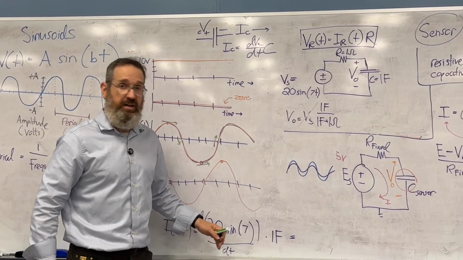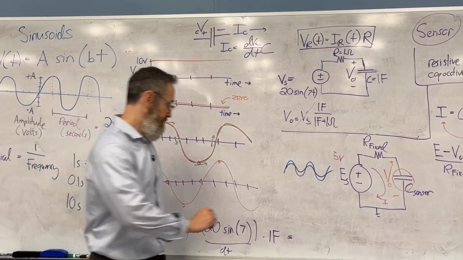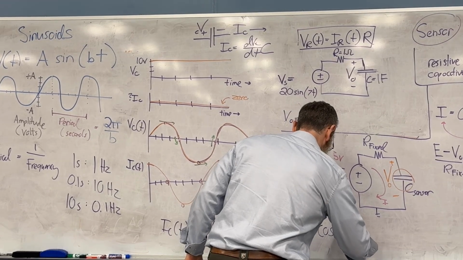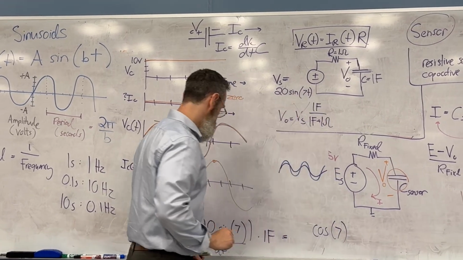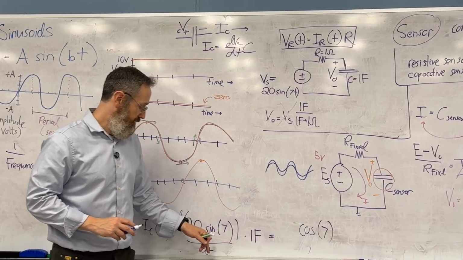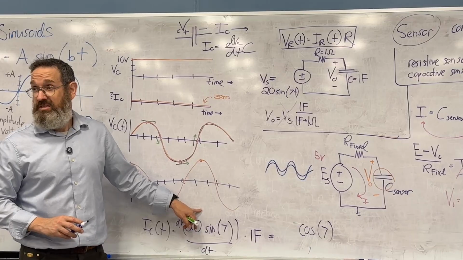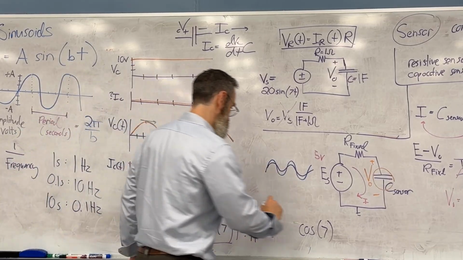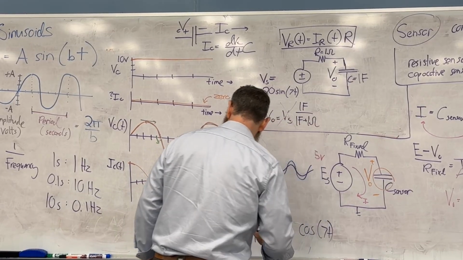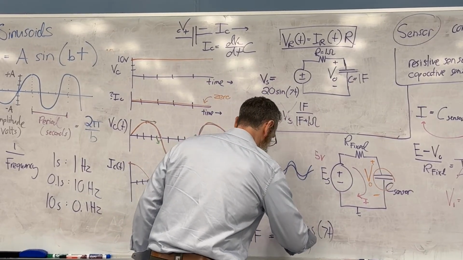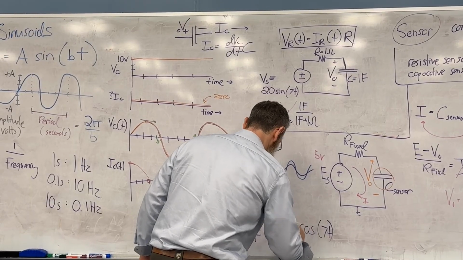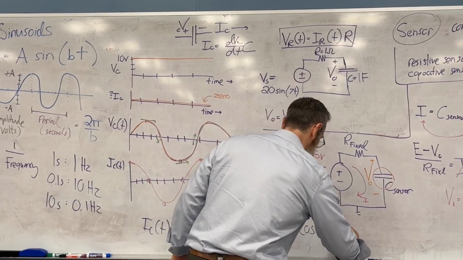What's the derivative of a sine? Cosine. What's the frequency of the sine? Same as the sine. The derivative of sine of A is equal to cosine of A, but the 7 comes out. Oh, 7t, thank you. 7t, and then here the 20 comes out, and then I'm going to put my 7 here, and all this is times 1 farad.